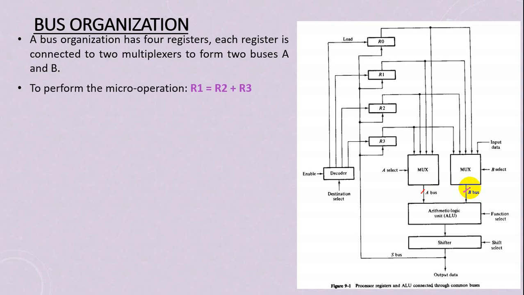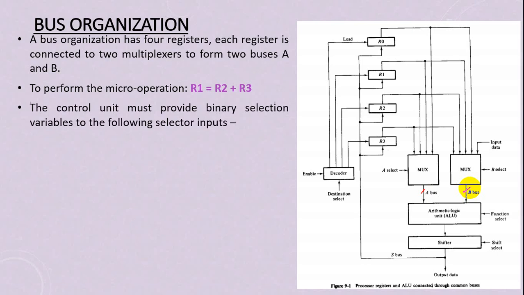To perform a microoperation, we'll take one sample microoperation. We'll do addition of register R2 plus R3, and the result will be stored in register R1. This is a sample operation that we are going to implement with this bus organization. So how will this get performed? First, we need to read register R2 and register R3 through the multiplexer.